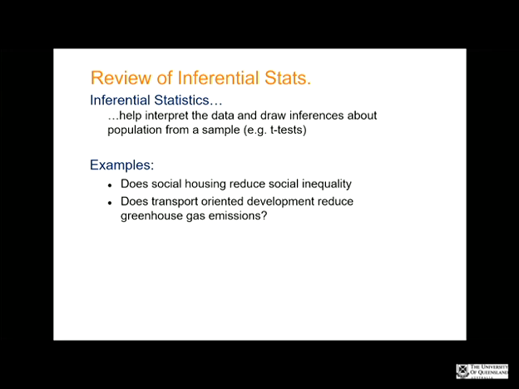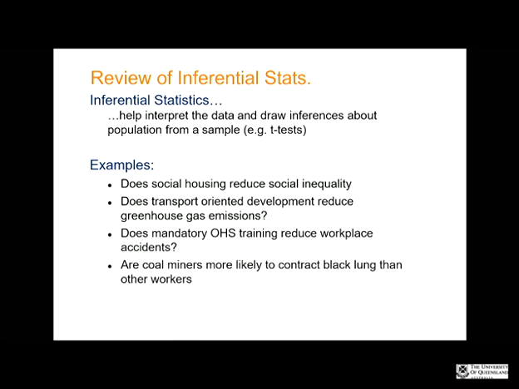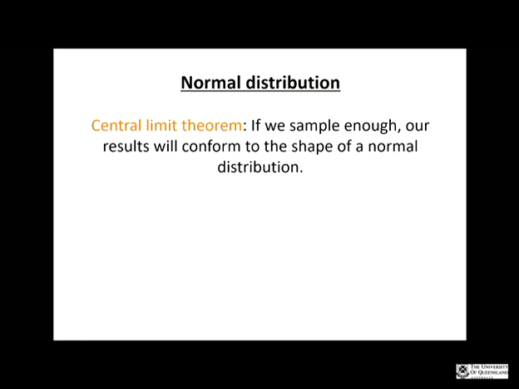Again, you would want to have some different samples of different types of development and measure their emissions. Does mandatory OHS training reduce workplace accidents? Again, you can take different samples of different workplaces that do have or don't have OHS training. Obviously, we can't survey the entire population for any of these, so that's why we have to take samples. Also, you're never going to have enough money even if you could look at everything.